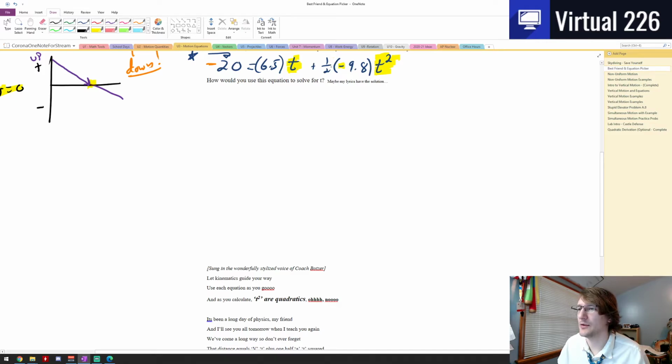We can take this equation here, and we can set everything equal to 0. So I'm going to combine the 1/2 and negative 9.8 to get negative 4.9t squared plus 6.5t, and the minus 20 is going to be positive when I bring it over to the other side, so plus 20, and this equals 0.